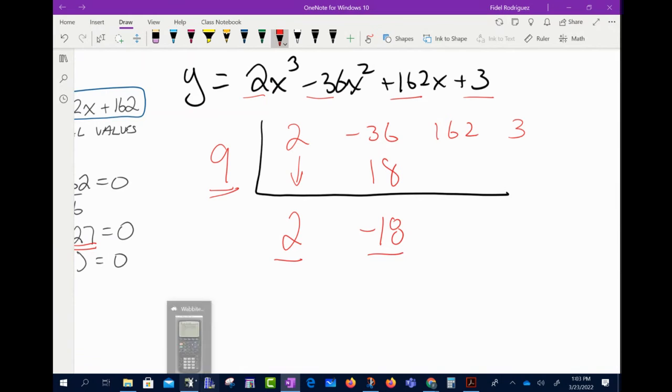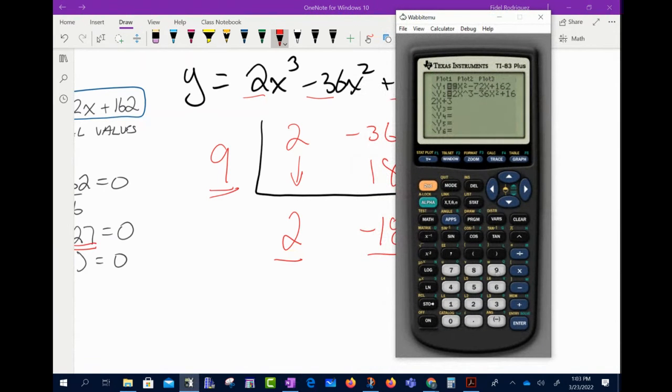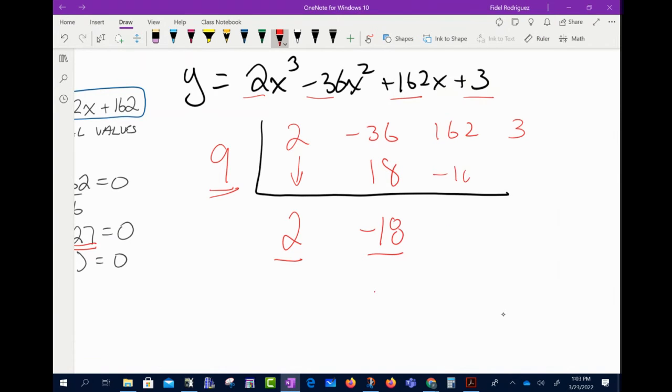Multiply again. Okay, I'm going to use my calculator for this because it's 9 times negative 18, negative 162. Add those two numbers together. What's 162 minus 162? 0. Multiply again. What's 9 times 0? 0. Add straight down. This number here is going to be your answer.